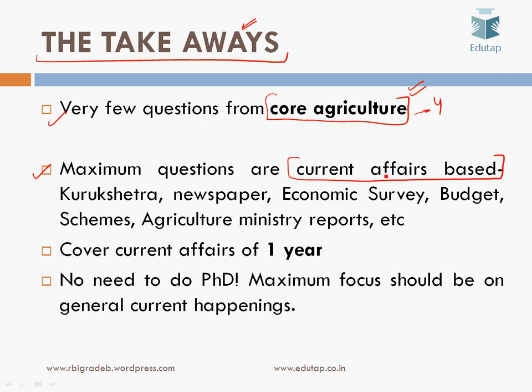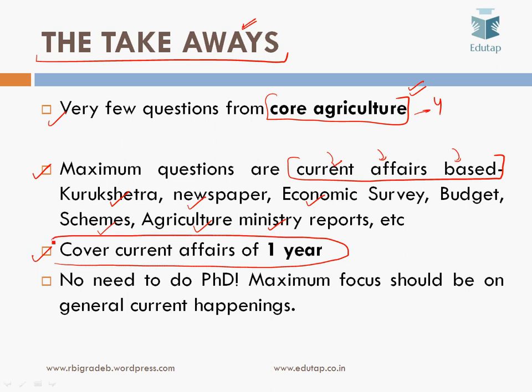Be it on Pradhan Mantri Krishi Sinchai Yojana, be it on Pradhan Mantri Fasal Bima Yojana, all these questions are current affairs based, and the most important sources to be read are the Kurukshetra magazine, newspaper, the economic survey, budget, government schemes, agriculture ministry report, NABARD annual report, Ministry of Rural Development annual report, Ministry of Environment, Forest and Climate Change annual report. Now all these reports will carry news items based on current affairs and will be very useful for your preparation. Now you have to cover the current affairs for 1 year.